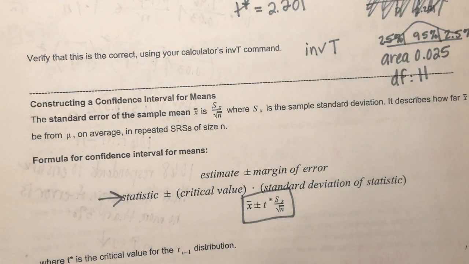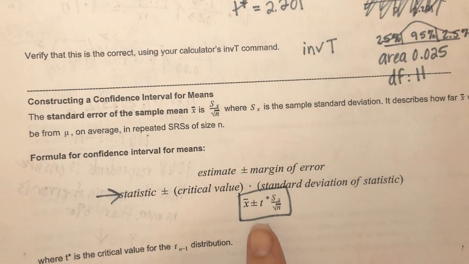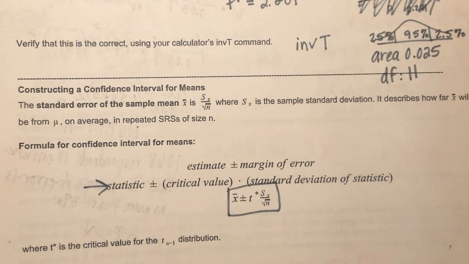Do you need to know where t came from in order to get the t star? Possibly, unless of course you understand how to use your table and how to use your calculator. So if you understand your calculator button pressing, then no. So literally the two formulas you need are the one with the p-hat because proportions, and then of course this one with the x bar because means.